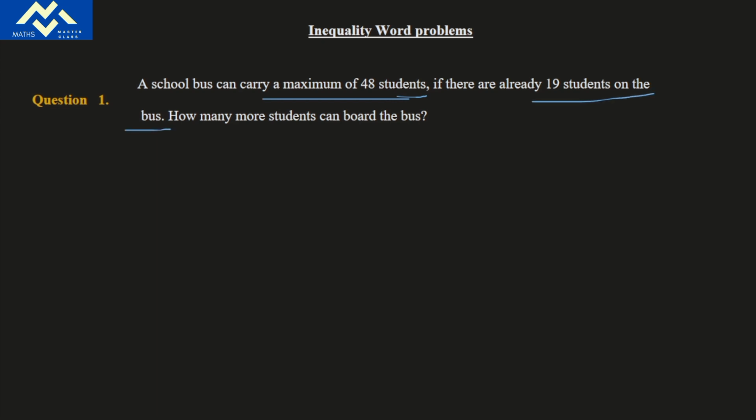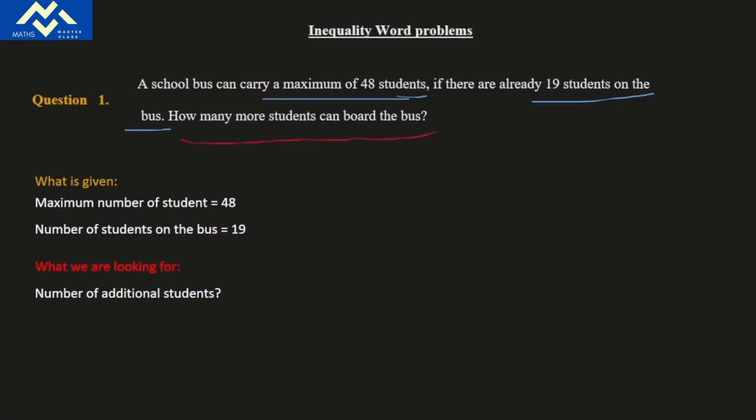Look at the final part. How many more students can board the bus? This is what the question wants us to find. We don't know this number yet. So let's give it a name. Let X represent the number of additional students that can board the bus.